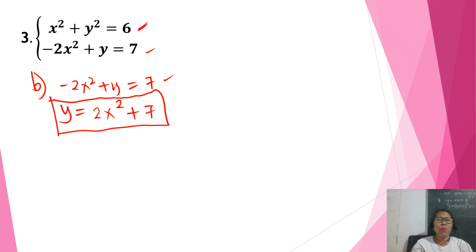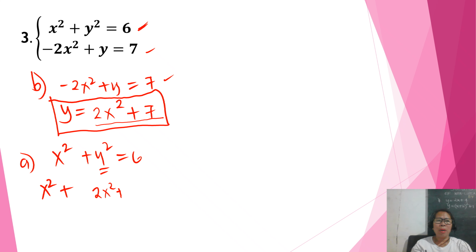This time, we will be getting the numerical values of x and y. Since we are using equation B, we will now use equation A. Equation A is x squared plus y squared is equal to 6. The y will be substituted by 2x squared plus 7. So instead of writing y, we will be writing 2x squared plus 7. And still there is a 2 as an exponent. So what shall we do next?